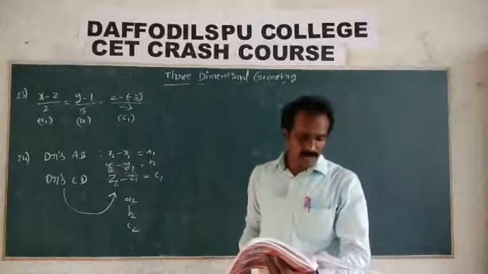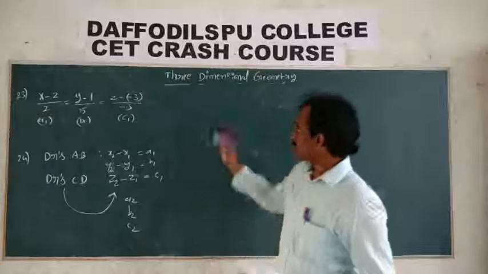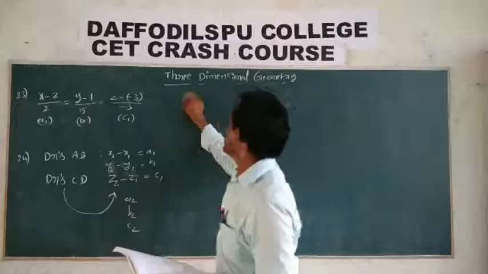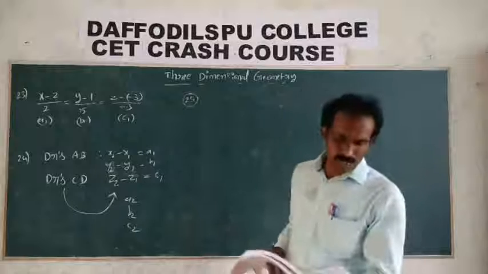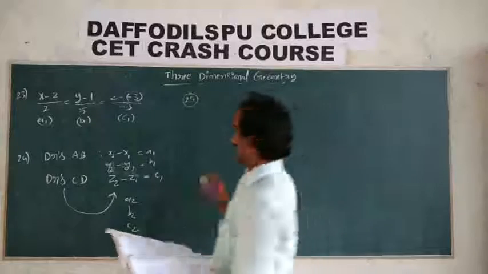Next, 25th one. Same theory model. Shortest distance between the lines.